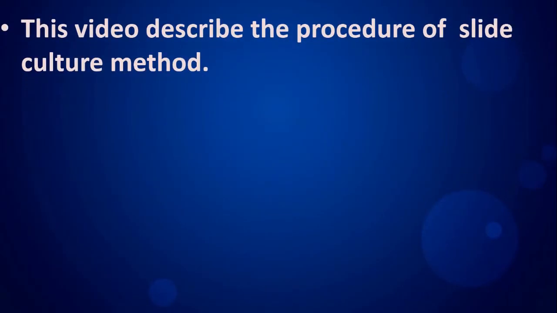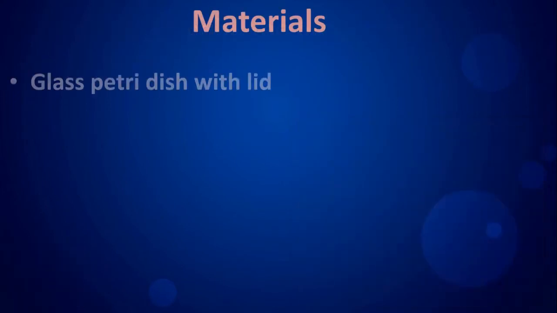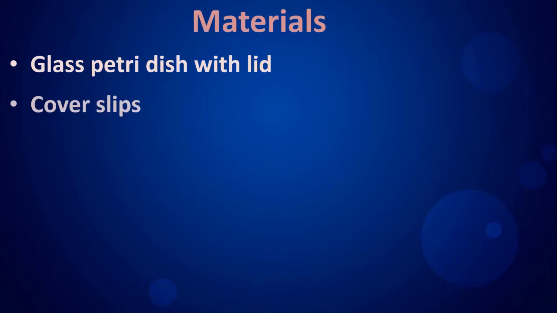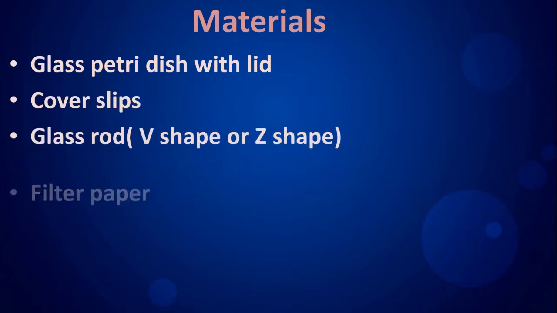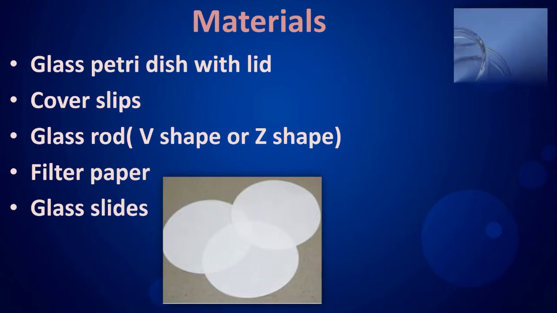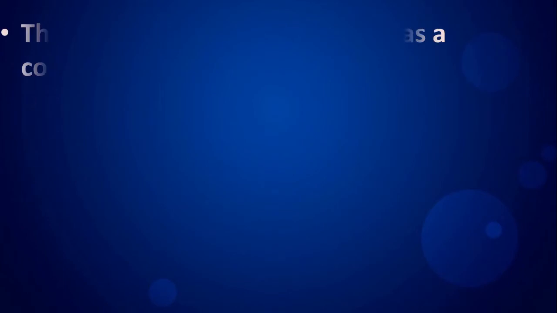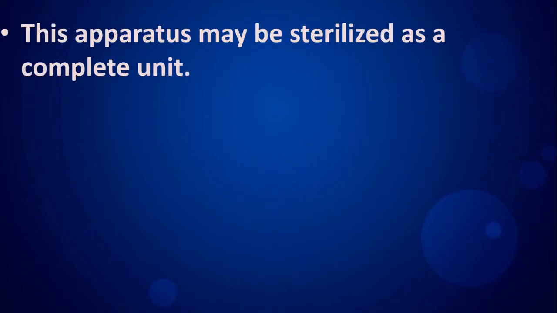This video describes the procedure of slide culture method. Materials: glass petri dish with lid, cover slips, glass rod, filter paper, glass slides. This apparatus may be sterilized as a complete unit.